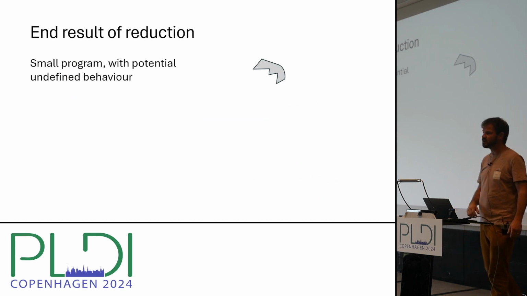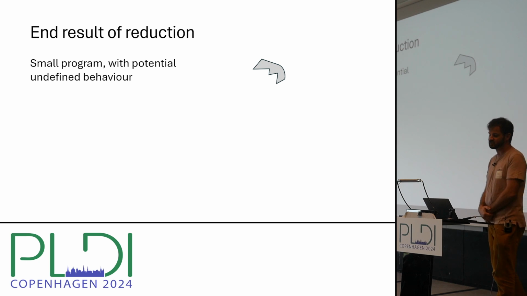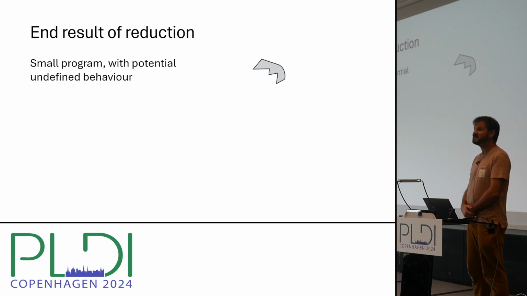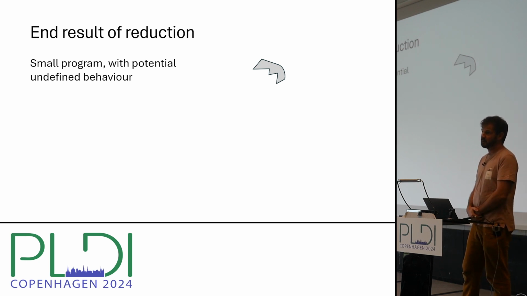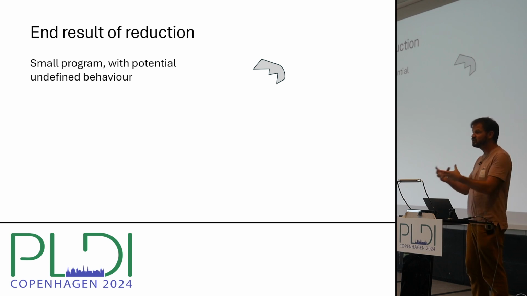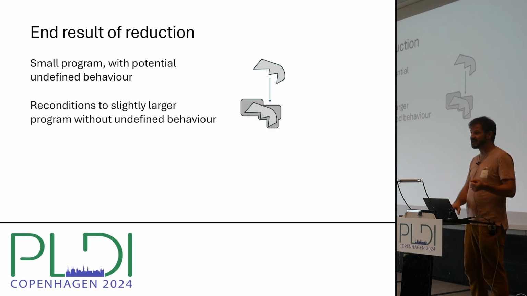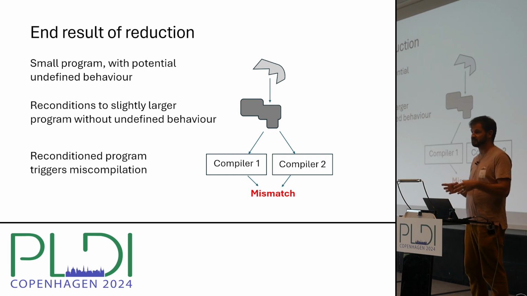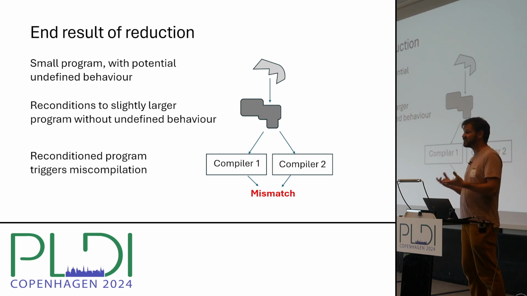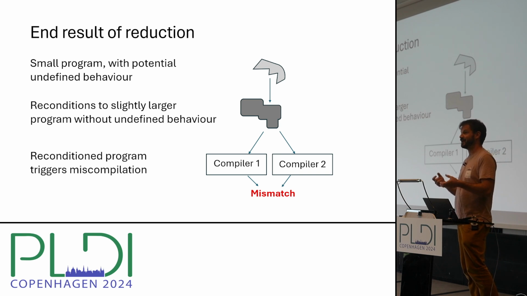And at the end of this process, what we will get is a small program that probably does exhibit undefined behavior. But because of this process of using reconditioning throughout the test case reduction process, when we recondition this program, we get a well-defined program. When we feed that to our compilers under test, we do get a mismatch, and the mismatch is illegitimate. It's because of the compiler bug. It's not because of undefined behavior, because we reconditioned that undefined behavior away.